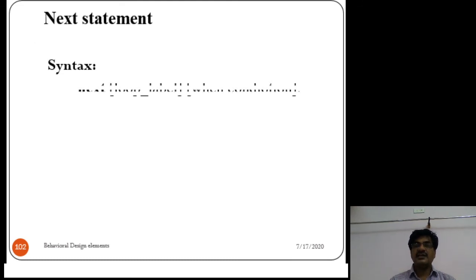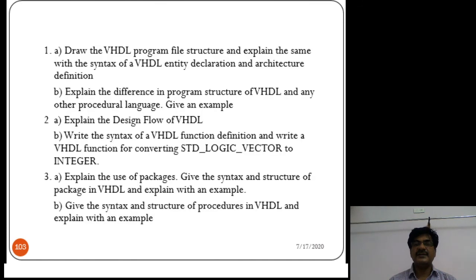Then coming to the next statement. The syntax is next loop label when condition. Next means to which loop you need to go when this condition is satisfied, or without that condition also you can specify. That means which statement you would like to execute next, that you can represent through this next statement.